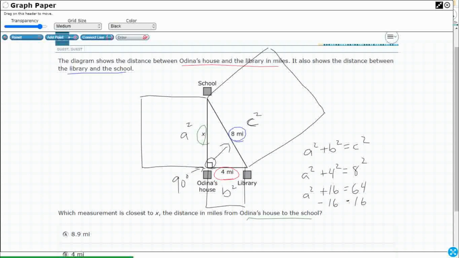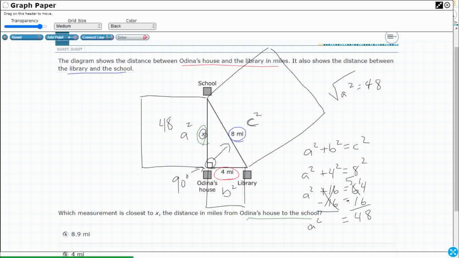And we will get our calculator out in just a minute. Don't necessarily need it yet. All right, so a squared equals 64 minus 16. So that's going to be 48. So a squared equals 48. I need to know what just this x is. So how do I get rid of the square? Well, you're going to take the opposite, the inverse operation.